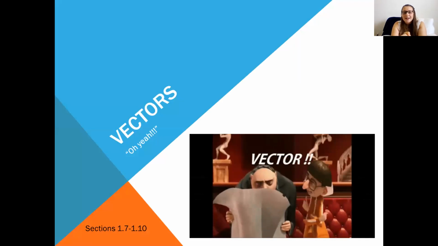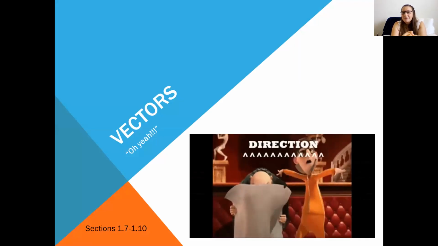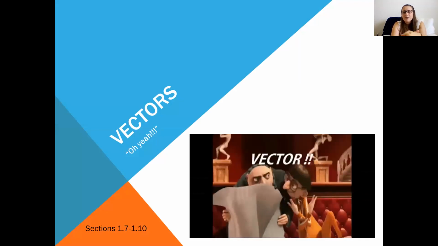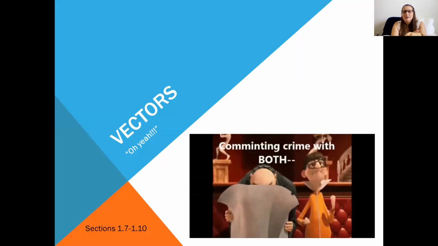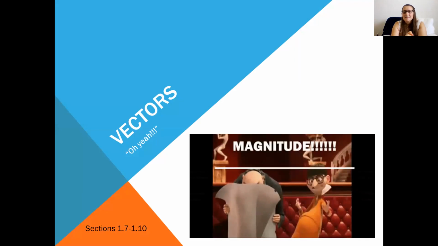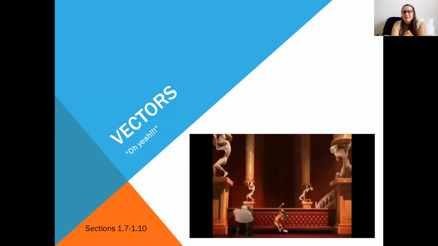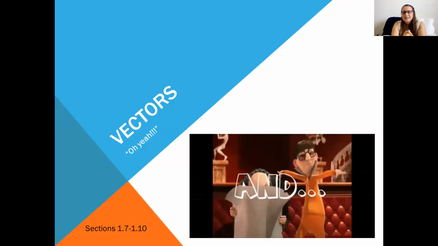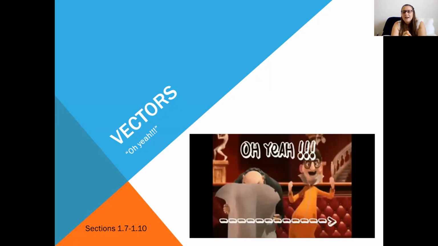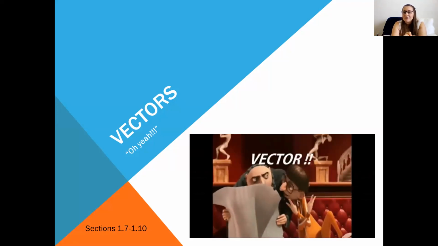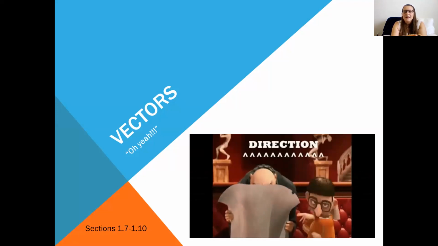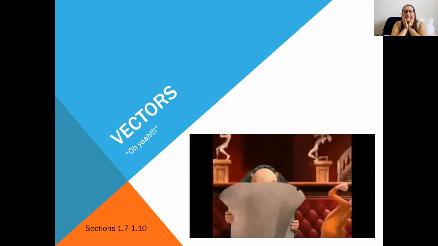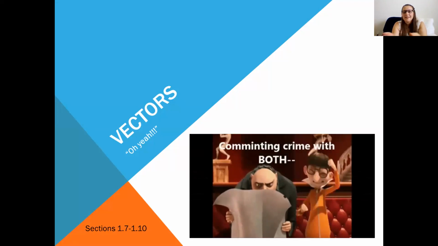So today's topic is vectors. I don't know if any of you are Despicable Me fans, but I loved this movie when it came out. And I show this clip to my students every year when I teach vectors because it's just so memorable. For those of you who don't know, Despicable Me is a movie about a villain who tries to steal the moon. And he meets this other rival villain named Vector. So there you can see a clip of them meeting. And Vector says he commits crime with both direction and magnitude. It just gets me. I love it.